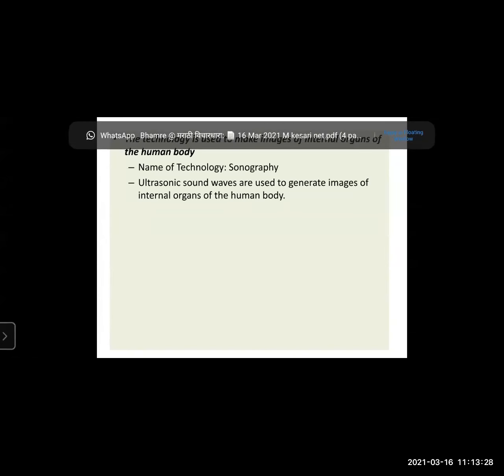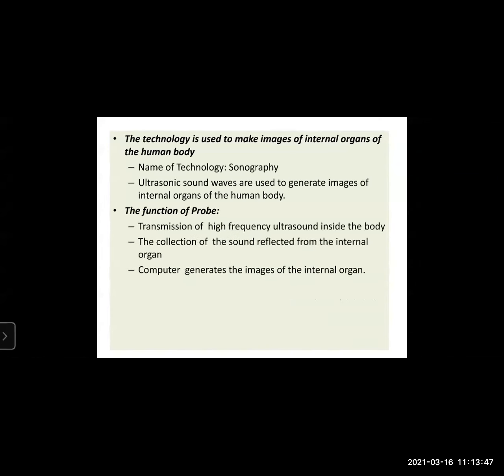High frequency ultrasound is transmitted inside the body with the help of the probe. The reflected ultrasonic sound is again received by the probe. Both receiver and transmitter are present in that probe. We have seen the function of the probe just now.